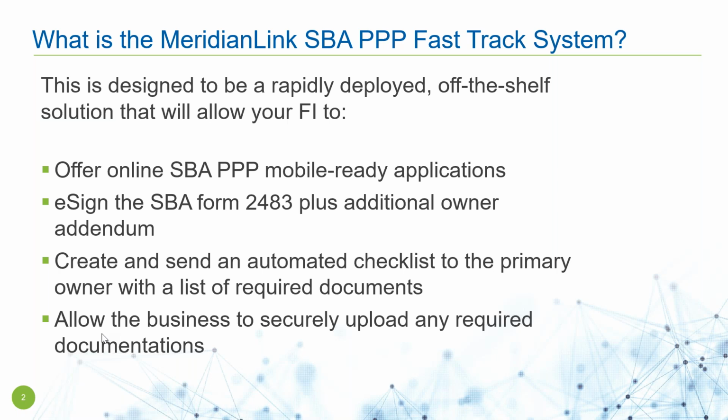Now, what this is designed to do, first, as I mentioned, mobile ready application for the SBA PPP program. We're going to set this up so you will be able to e-sign the SBA 2483 form, plus we've created an additional owner addendum that can go along with that. Using our automated actions workflow, we're able to send an automated email checklist to the primary owner with a list of any required documents. I'm going to show you that in the process. And we've got an easy solution that's going to allow the business to securely upload any required documentation.